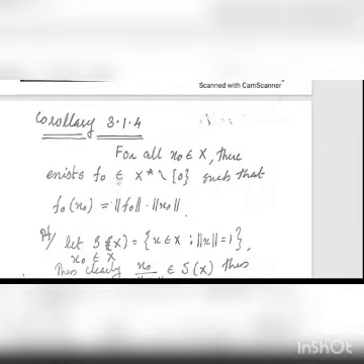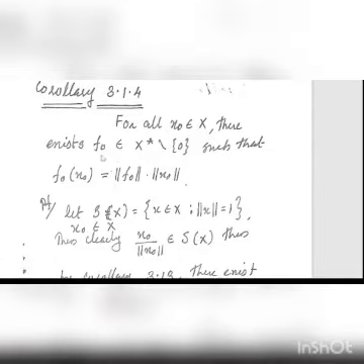Now we will pass to the next corollary. Corollary 3.1.5. For all x naught belongs to x, there exists f naught belongs to x star minus 0. That means there exists a non-zero functional f naught such that f naught of x naught equal to norm of x naught into norm of f naught. So for all x naught belongs to x, there exists some non-zero f naught such that f naught of x naught is nothing but norm of x naught into norm of f naught.